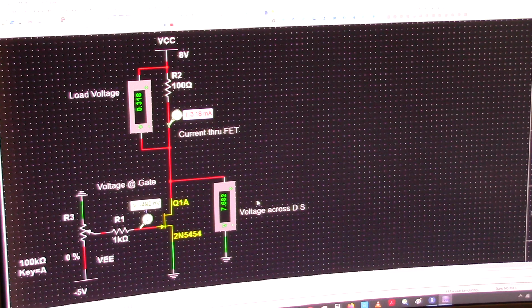So I suggest you build this circuit yourself and see how it works, because there'll be quite a few questions in the test on this subject.